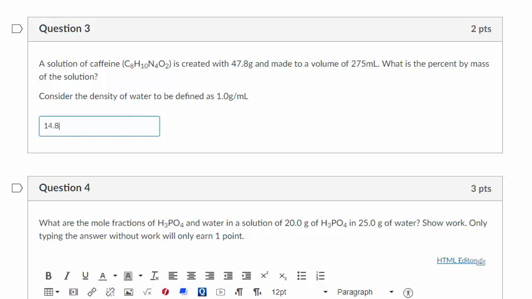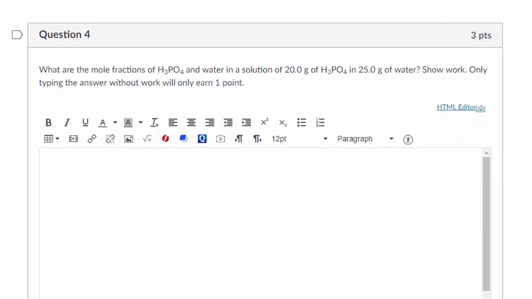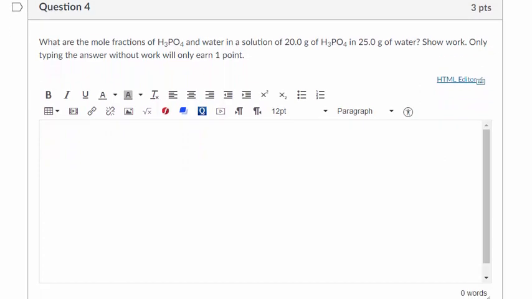Leave the percent off. Number 4, what are the mole fractions of phosphoric acid and water in a solution that is 20 grams phosphoric acid in 25 grams of water? Now, I want to be clear with this formatting here. It says show your work. Only typing the answer without the work will only earn 1 point. You may submit your handwritten work to me after your quiz is through.